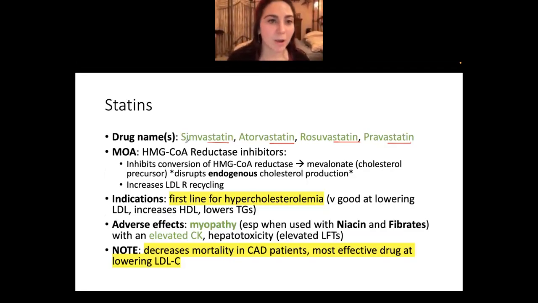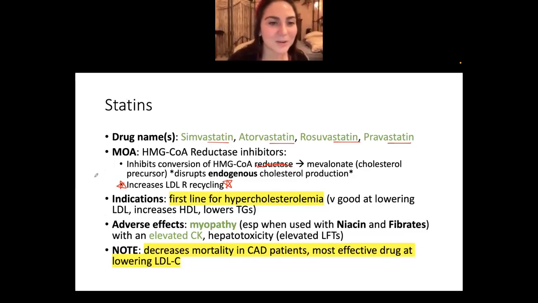They inhibit HMG-CoA reductase, so they block that enzyme. So remember, you're blocking conversion from HMG-CoA to mevalonate. So if you don't have mevalonate, you can't make cholesterol, and then you're basically disrupting endogenous cholesterol production.